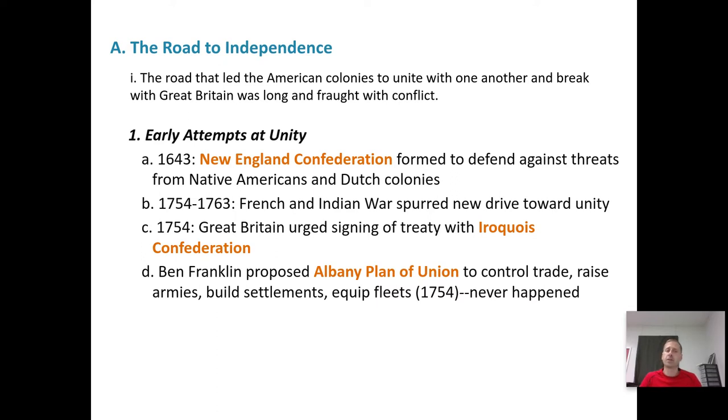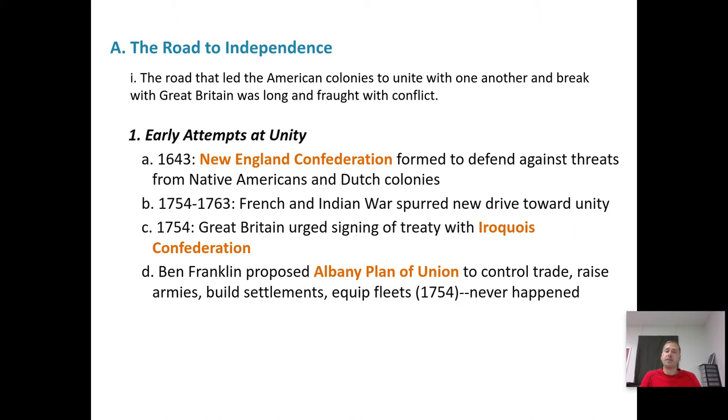In the 1600s, there's the New England Confederation. Basically, the colonies up in the Northeast agreed to a defensive alliance against the Indians and the Dutch. This lasted from 1643 until the 1680s, so about 40 years this alliance lasted. And remember, it was just a military alliance where if there was a threat, they would team up. Just one example of coming together.